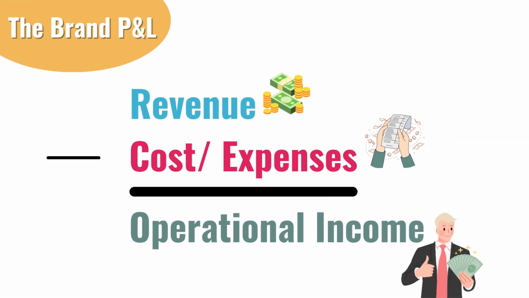The third area is the brand P&L, and you will spend a lot of time here. Basically, like any P&L or profit and loss account, it's all about the revenues, the expenses and the operational profit that your brand makes.